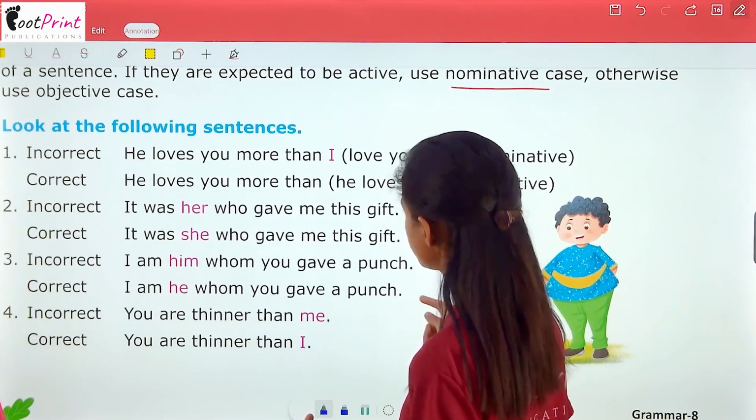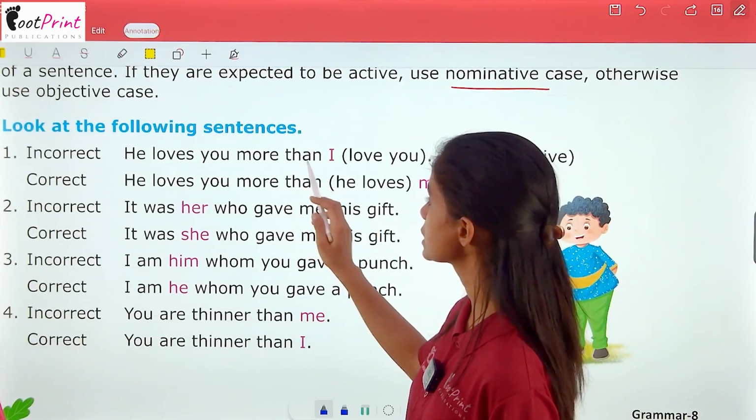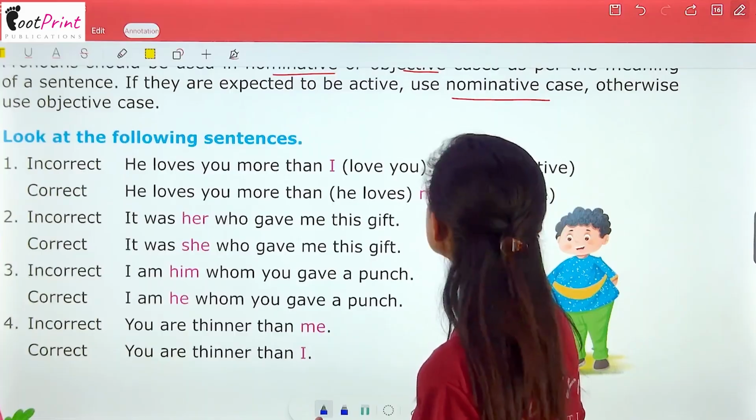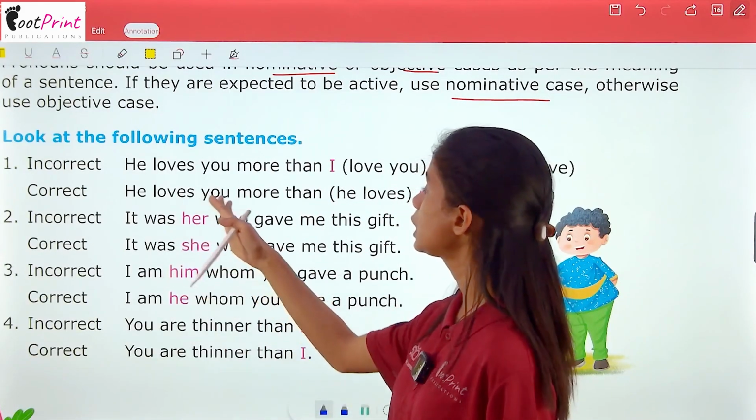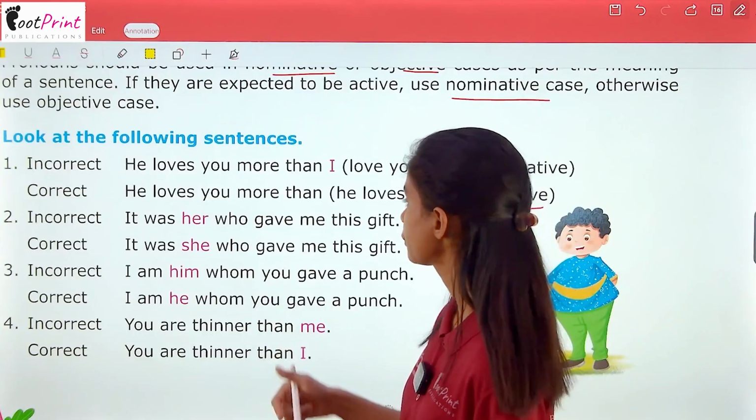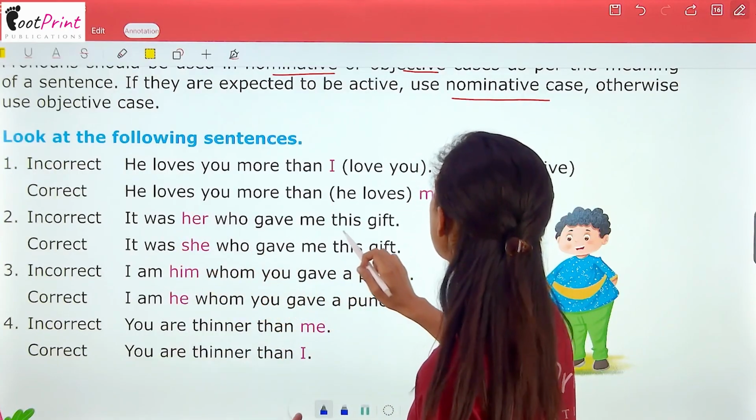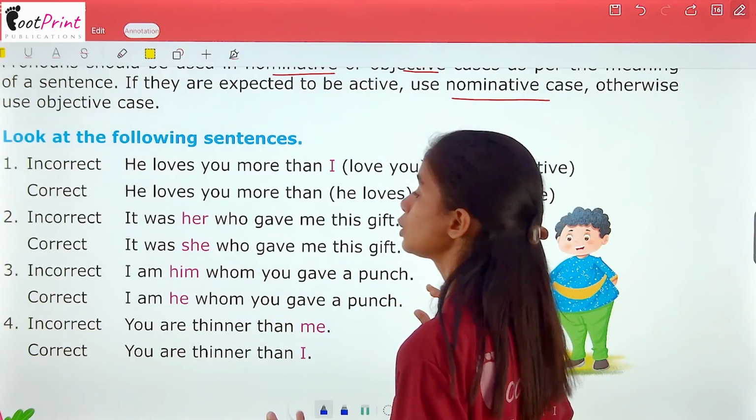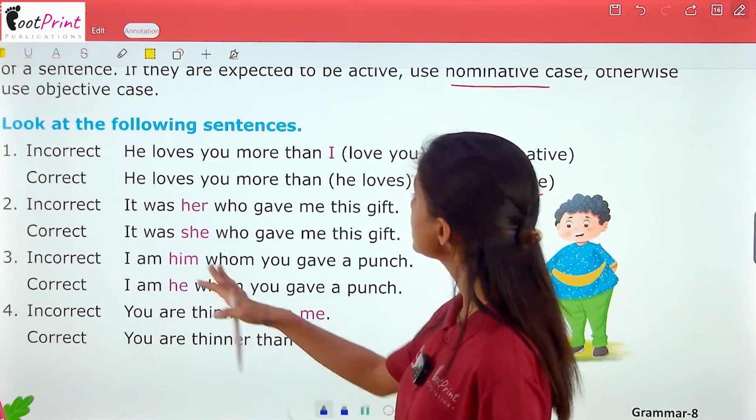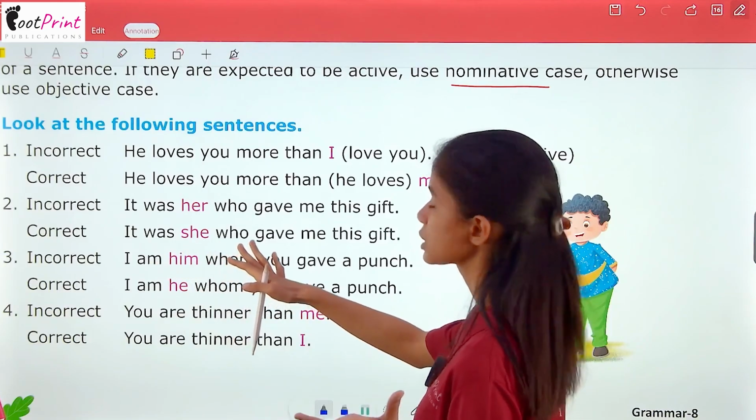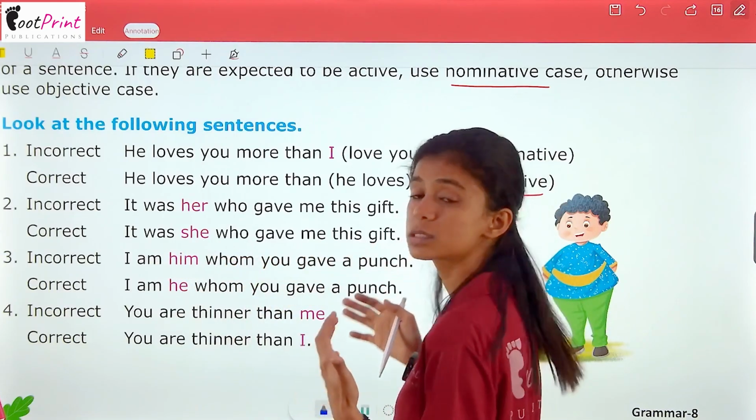Why is this incorrect and why is this correct? Because this is not active. We are using objective case here. He loves you more than me. Okay? It was her who gave me this gift. No, we will not use objective case here. It was she, nominative case, sorry, who gave me this gift.